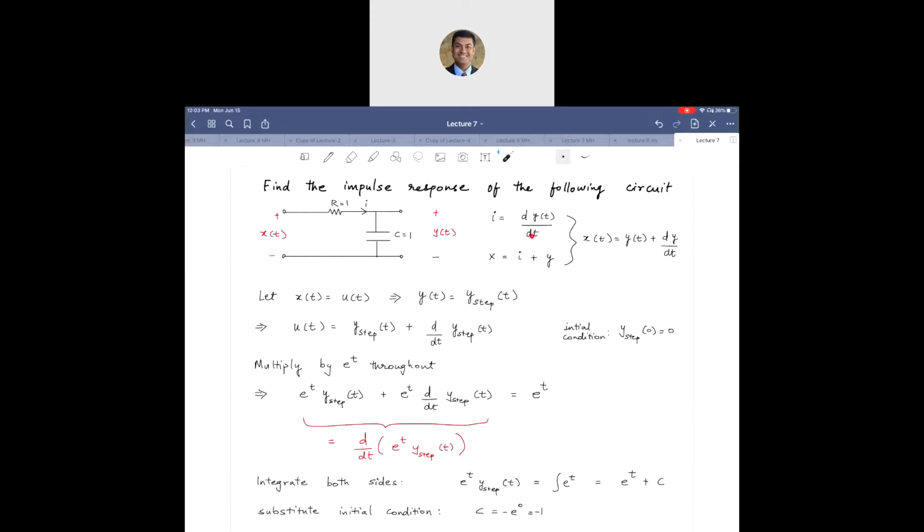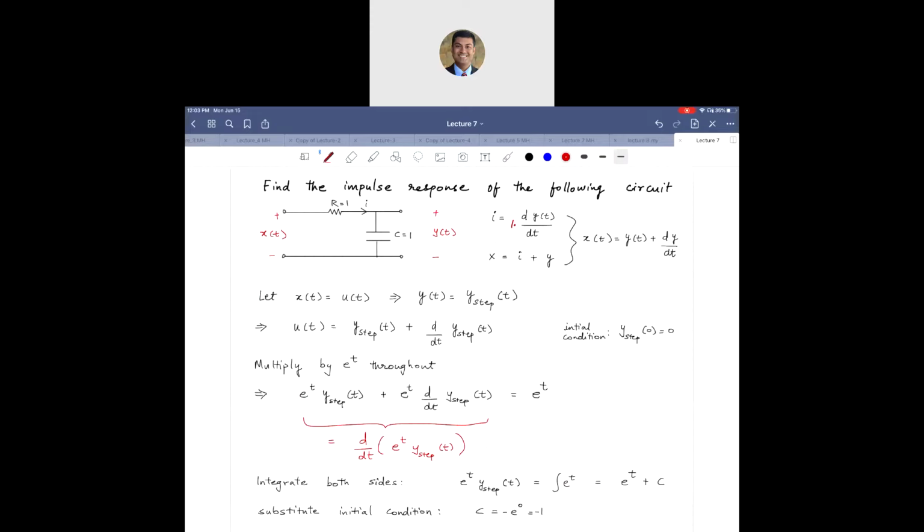First, I'm going to write the ODE, ordinary differential equation, for this circuit. The current through the capacitor is related to the voltage across the capacitor by a differential equation: i equals C dV by dt, which can be written in this case as i equals 1 times dV by dt. In this case, the voltage across the capacitor is y of t. So I should be able to write dy of t by dt.